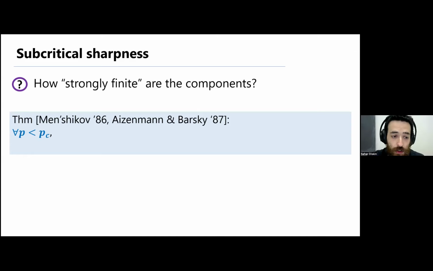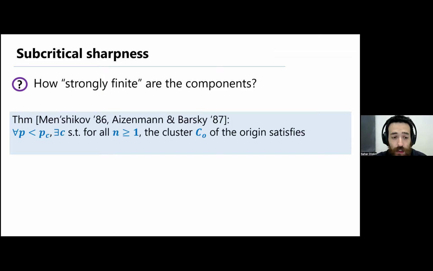This is a result of Menshikov and Aizenman and Barsky, and they showed that for any subcritical probability, there exists some constant C such that for all n, the cluster of the origin, the connected component of the origin, satisfies that the probability it's bigger than n decays exponentially in n. So we see it's as sharp as we can hope for. It decays exponentially. The probability in the subcritical regime that the origin grows bigger than size n decays exponentially in n.